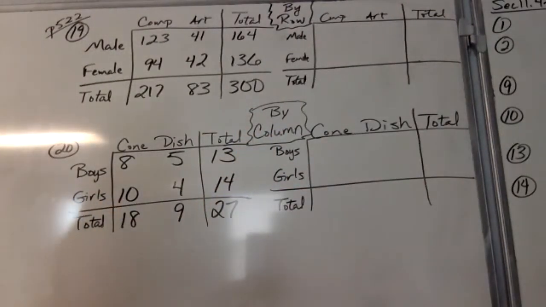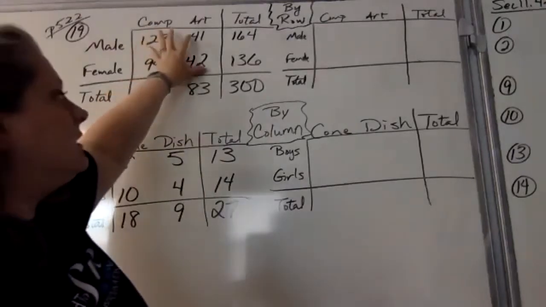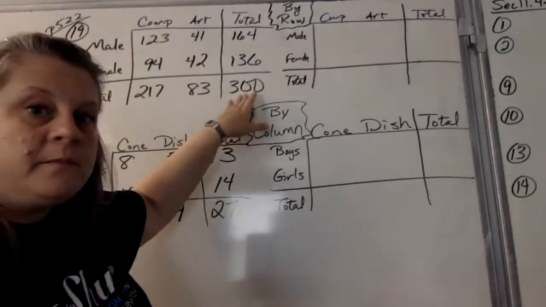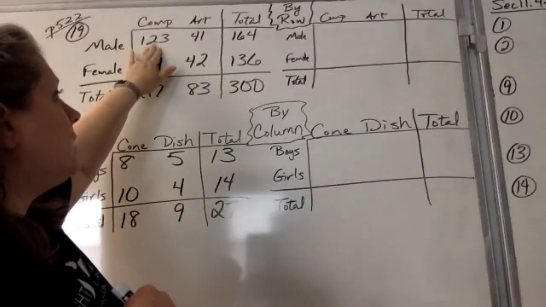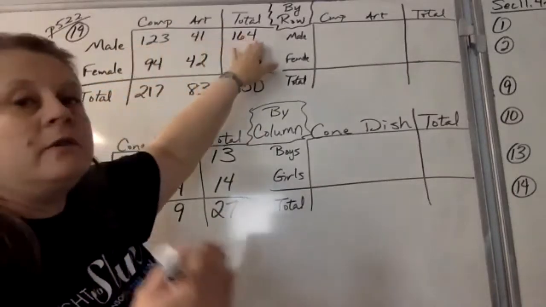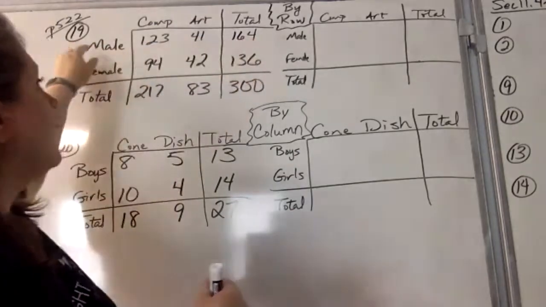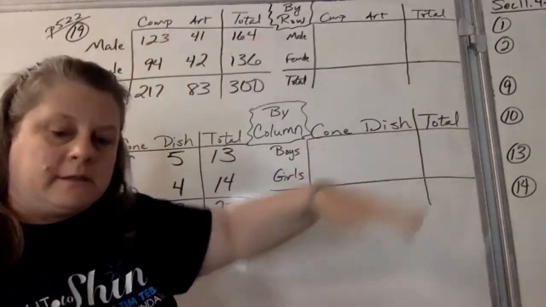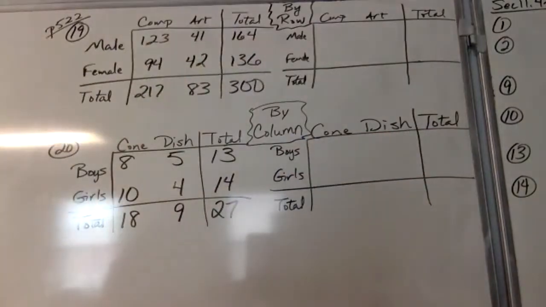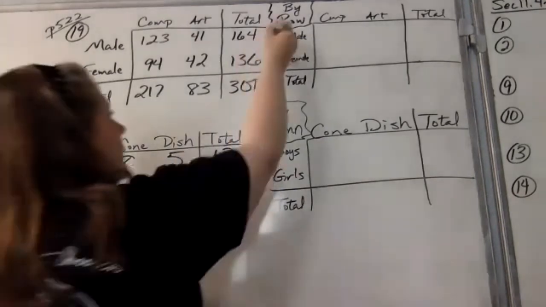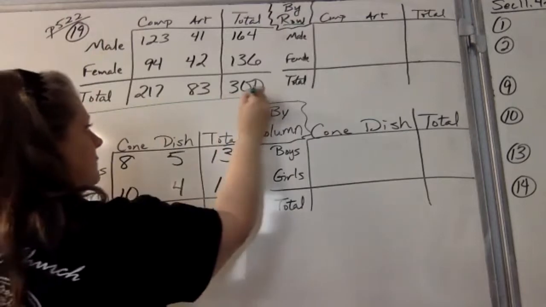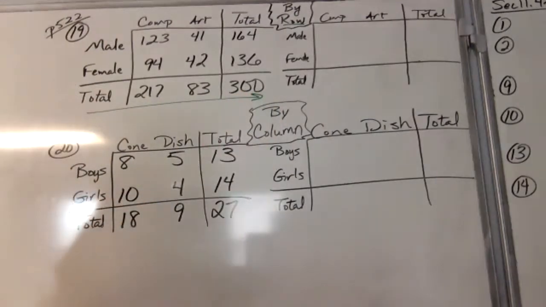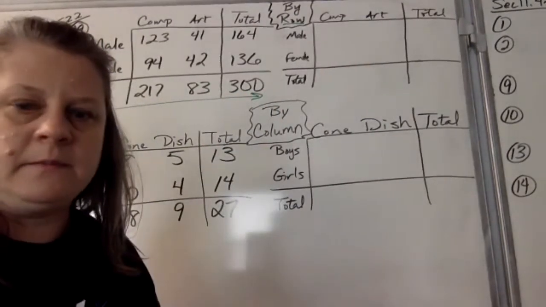So what you do for this, instead of dividing all these by the 300, you divide the males that have computers by the total number of males. Remember, rows go across. So you're going across the rows on these. When it says by row, that means we're going this way, okay? So that's telling you what we're gonna be dividing by on there.